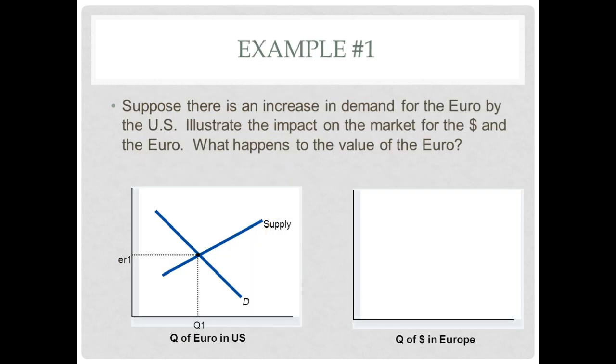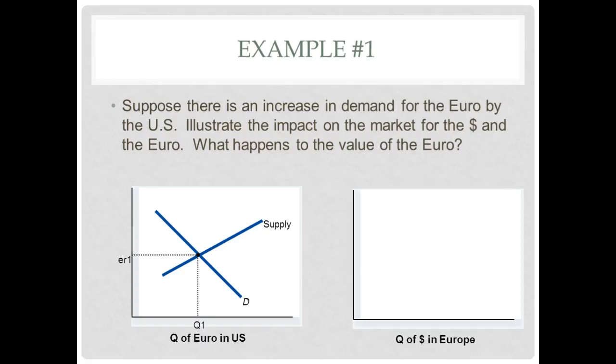Okay, let's go ahead and do an example together. All right, in this question, suppose there is an increase in demand for the euro by the US. Illustrate the impact on the market for the dollar and the euro. What happens to the value of the euro? All right, so we need to draw two different markets. We're going to draw what's going to happen to the dollar and what's going to happen to the euro.